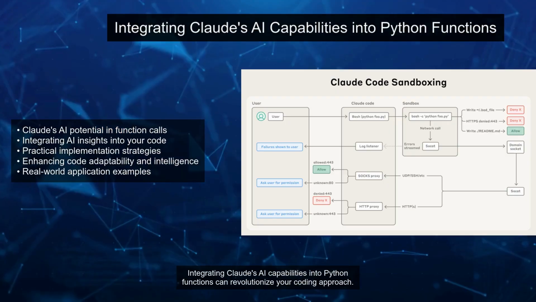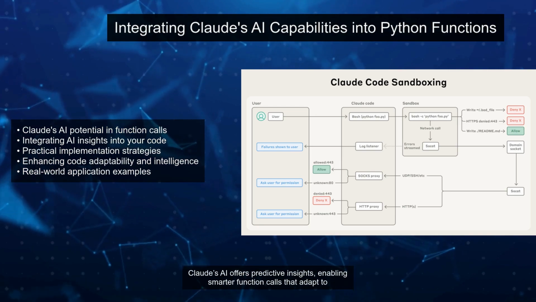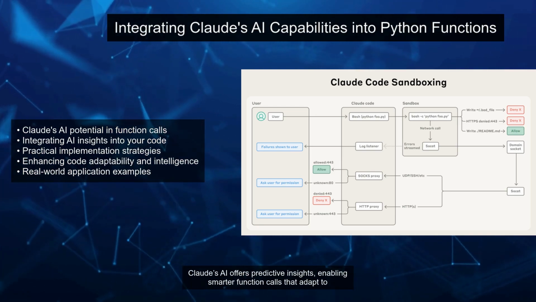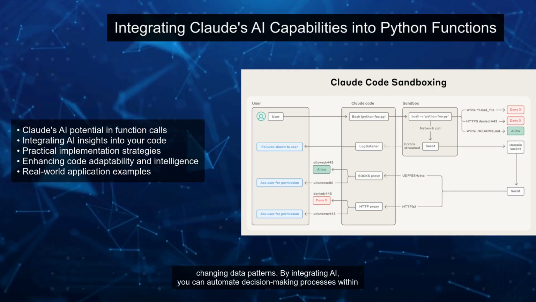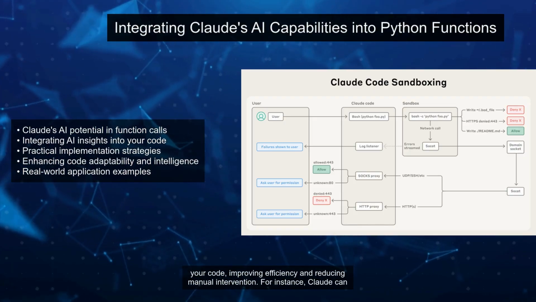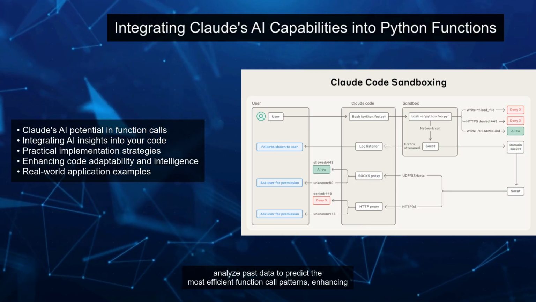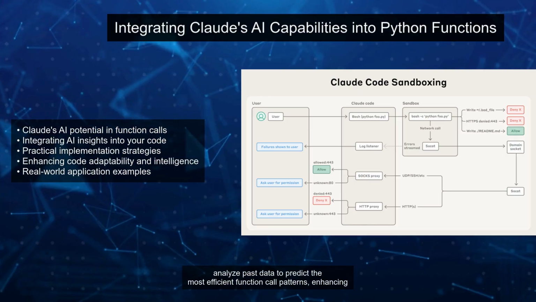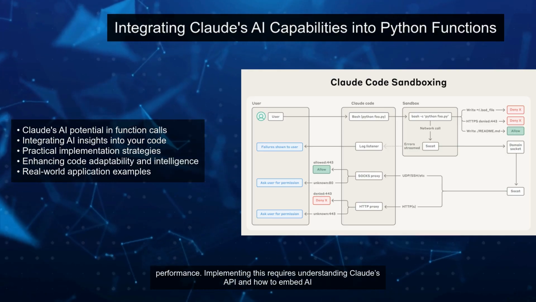Integrating Claude's AI capabilities into Python functions can revolutionize your coding approach. Claude's AI offers predictive insights, enabling smarter function calls that adapt to changing data patterns. By integrating AI, you can automate decision-making processes within your code, improving efficiency and reducing manual intervention. For instance, Claude can analyze past data to predict the most efficient function call patterns, enhancing performance.